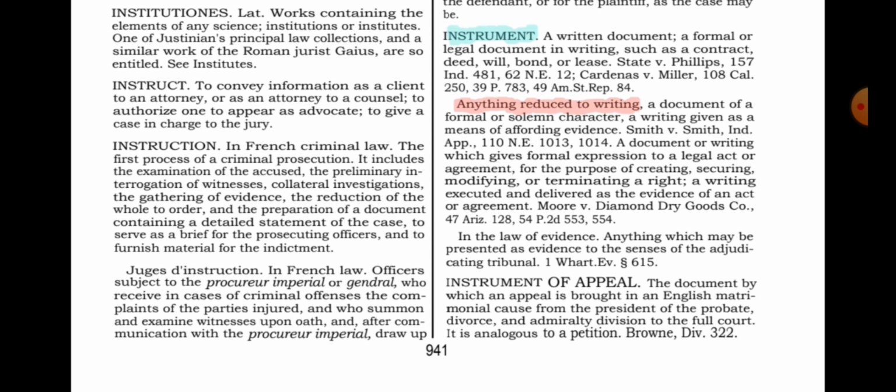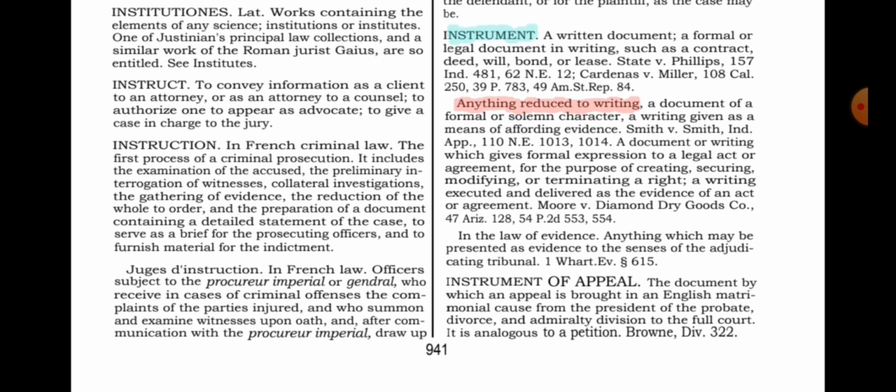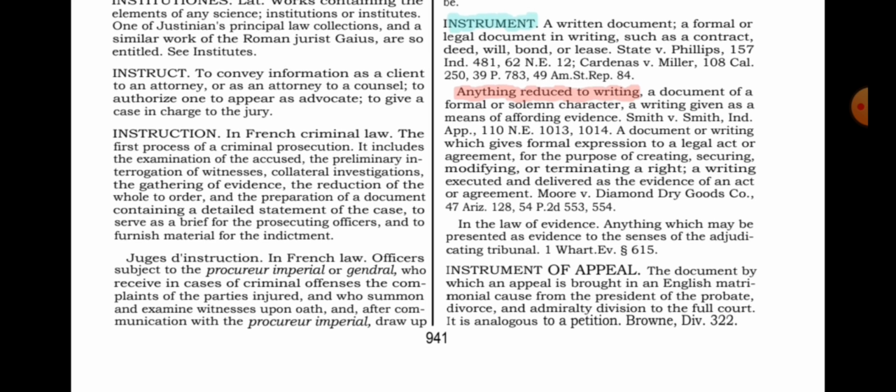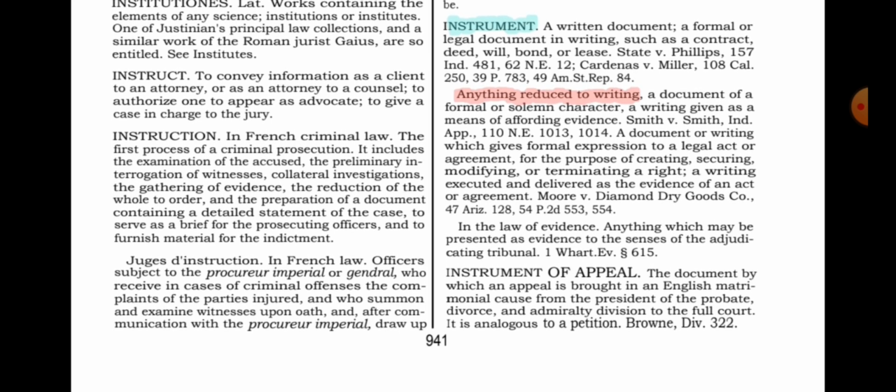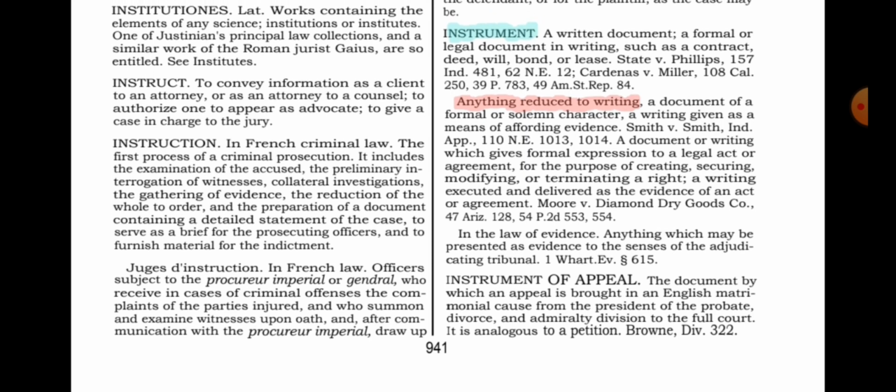But let's continue. And it states a document of a formal or solemn character, then it states a writing given as a means of affording evidence. Case law to support that. But let's continue on. It states a document or writing which gives formal expression to a legal act or agreement. So again, guys, what I was telling you all, that by signing an acknowledgement of paternity, you are now creating what? The legal duty of support. So once the child's mom goes down there, she says this is the evidence that he must pay child support, which is the voluntary acknowledgement of paternity that will be used against you in court.